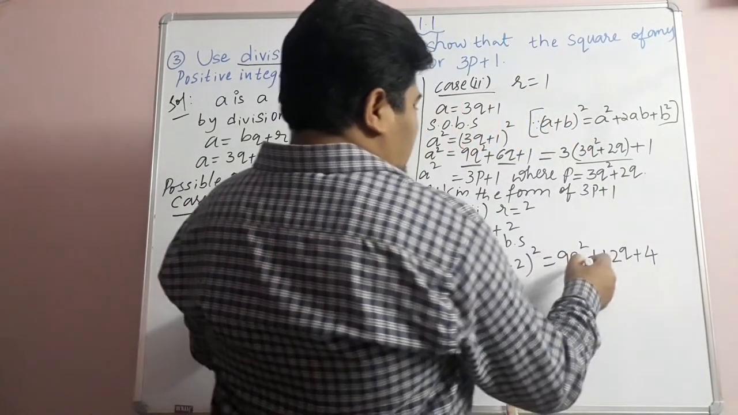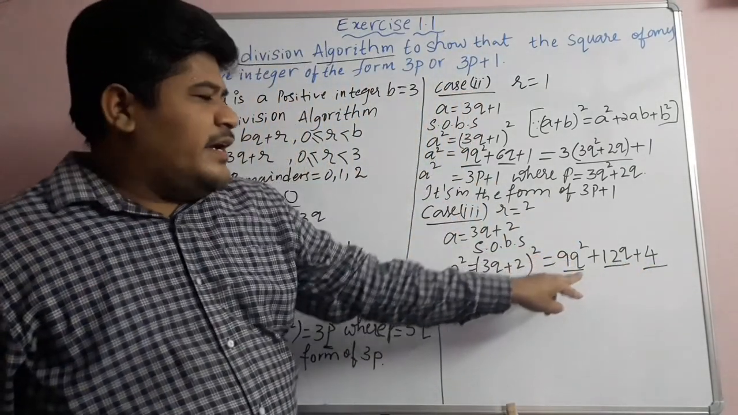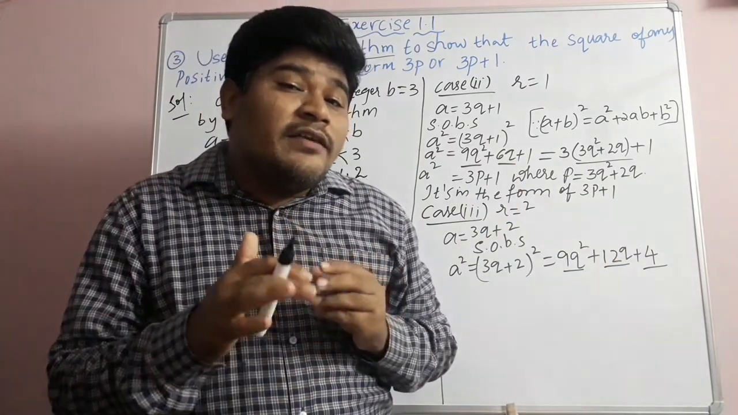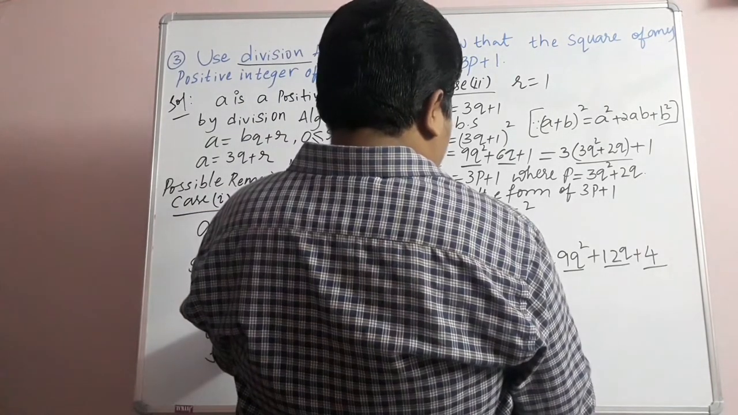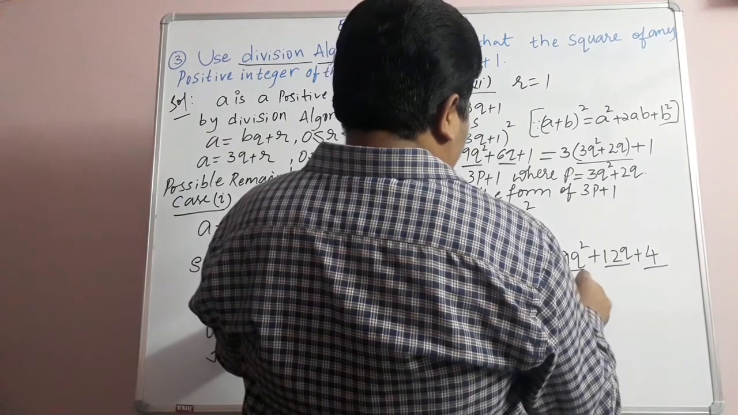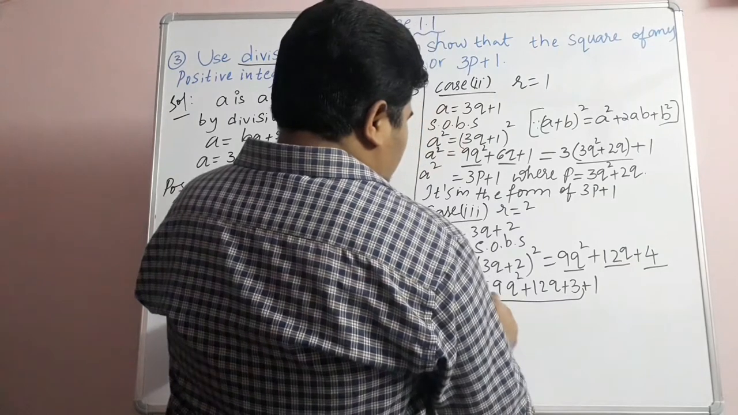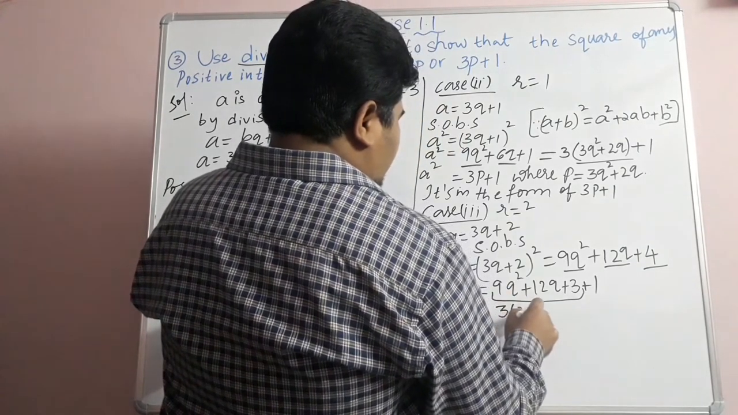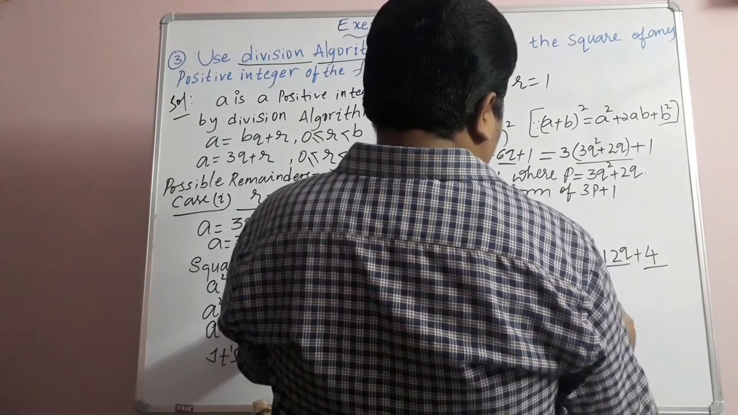Now if you see, 9q square plus 12q plus 4 is there, children. 3 3s are 9, 3 4s are 12, 4 is there. So we can also write 4 as 3 plus 1, right? So that is equal to 9q square plus 12q plus 3 plus 1, children. From the first 3 terms you can take 3 common. So a square is equal to 3 bracket of (3q square plus 4q plus 1) close brackets plus 1.